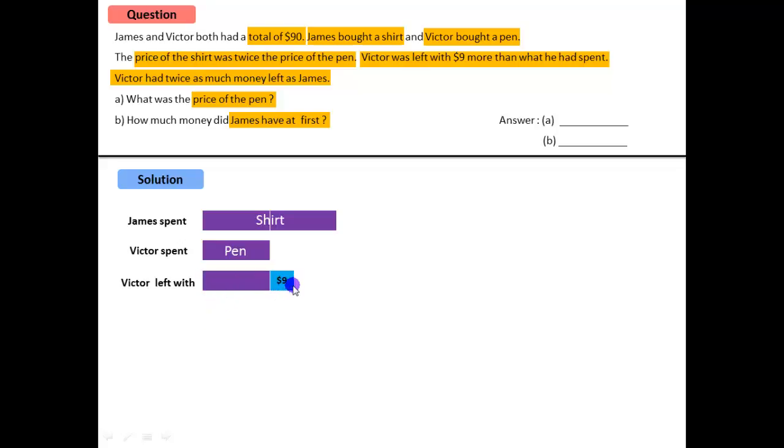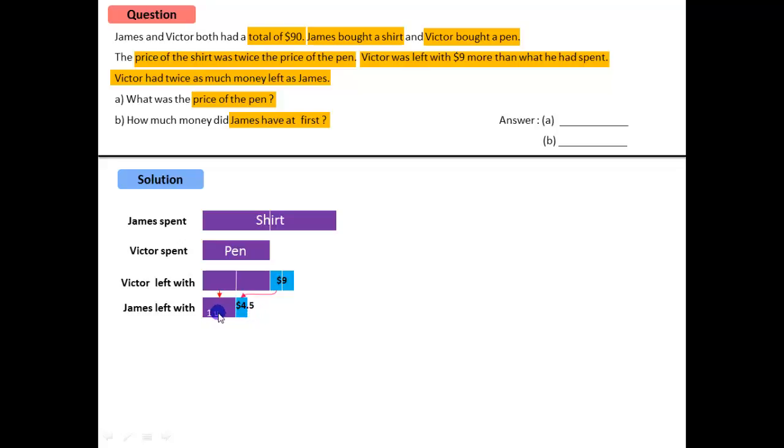So how do you find out half of this amount? We can't just divide the whole thing into half because we know that this is $9, but we do not know how much this portion is. So to find the amount of money James was left with, let's divide this portion into half and then the $9 into half. This gives us half of this portion and half of the $9, which is $4.50. Now we can better understand this part-whole model.